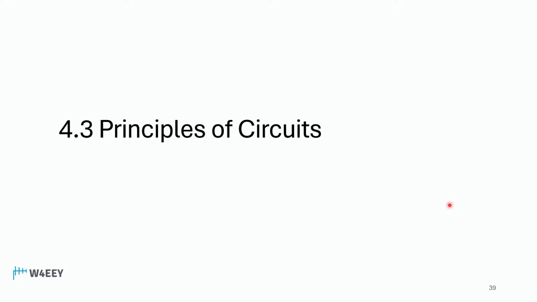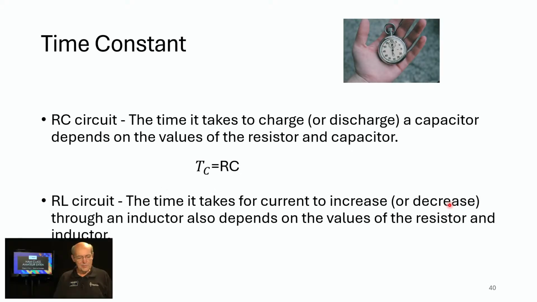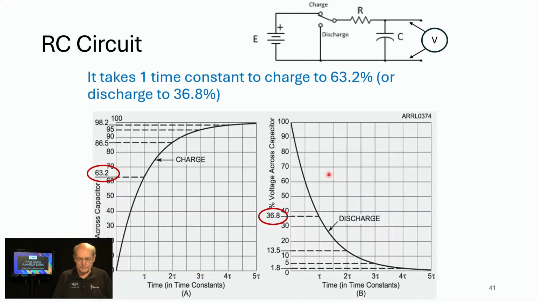All right, principles of circuits. Now we're going to apply some of this. First thing we come to is a time constant. Here we've got somebody holding a stopwatch. There are RC circuits and RL circuits. We're only going to be talking about resistor, capacitor types of circuits. So what is a time constant? It's the time it takes to charge or discharge a capacitor, and it depends on the values of the resistor and capacitor. And time constant refers to a very specific amount of charge or discharge. This is just here to say that it works with inductors as well.